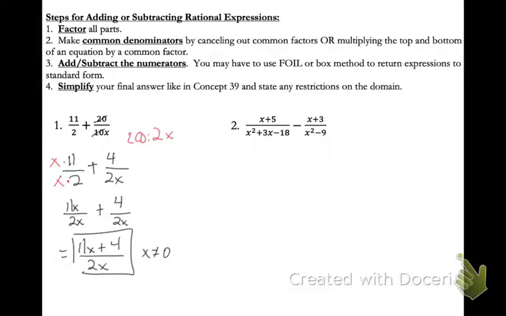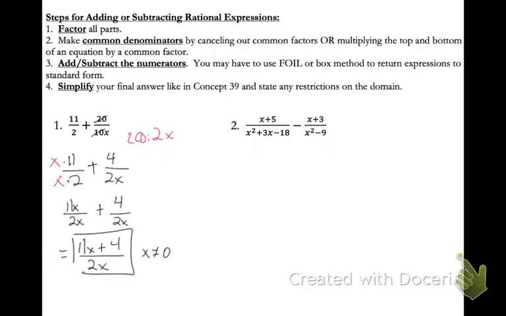There's nothing to simplify, and so we just go ahead and put a restriction on our domain. And so we don't want any values for x that would make our denominator 0. So we have to say that x cannot equal 0, because if we multiply that by 2, that would give us 0.